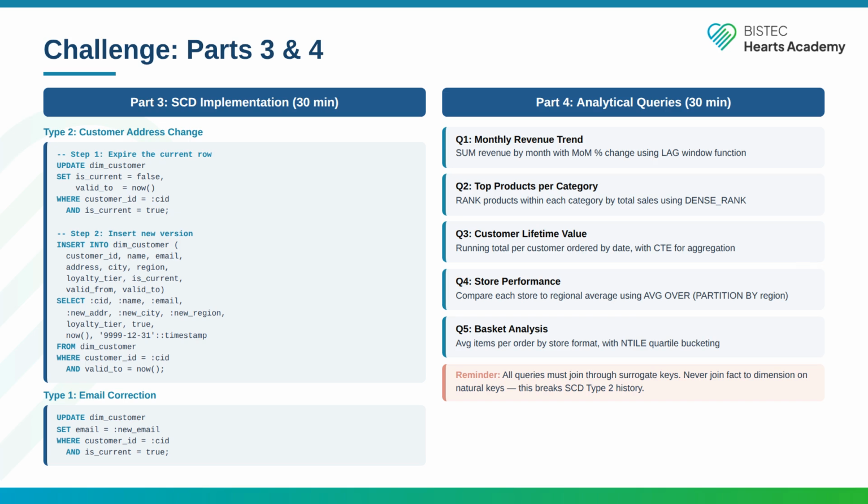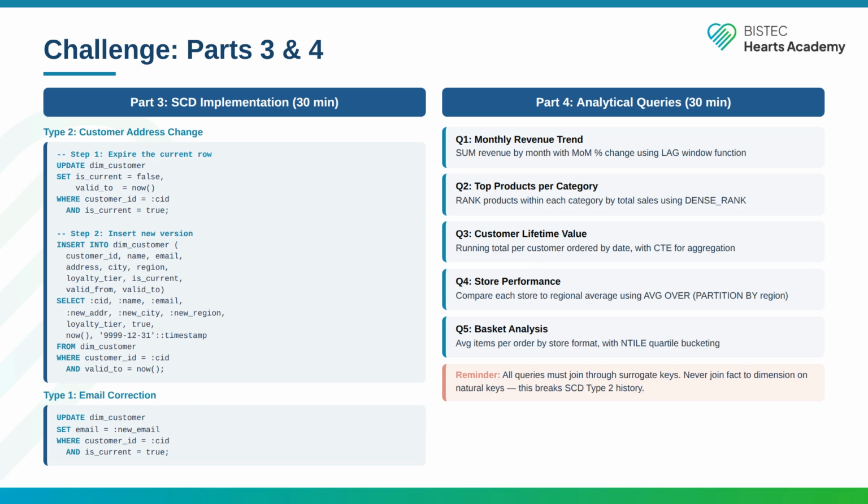For part 4, write 5 analytical queries that demonstrate your model works and answer real business questions. Query 1 calculates monthly revenue trends with month-over-month percentage change using the lag window function. Query 2 ranks the top products within each category using dense rank. Query 3 computes customer lifetime value as a running total.